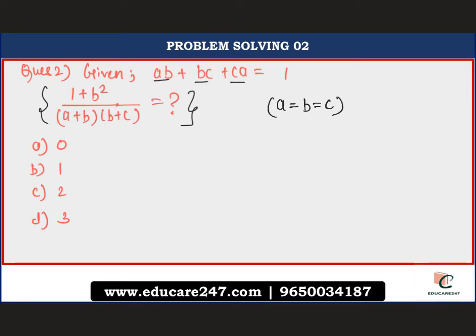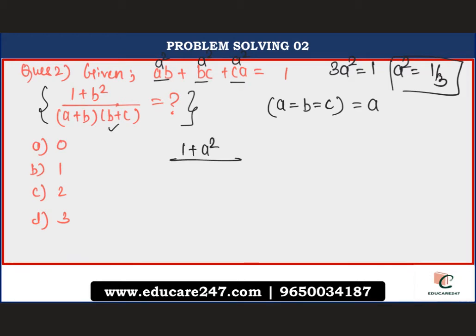So let's suppose all the variables are equal to A over here, right? So what do we get over here? Here it's a square, again a square, again a square. So 3a square is equals to 1, and hence a square is equals to 1 by 3, right? Just keep it as it is. Now we'll evaluate this expression. It is 1 plus b square upon a plus b into b plus c, right? So we'll have all variables in terms of a. So 1 plus a square upon a plus a is 2a and b is also equals to a, so 2a, right? So this becomes 1 plus a square upon 4a square.